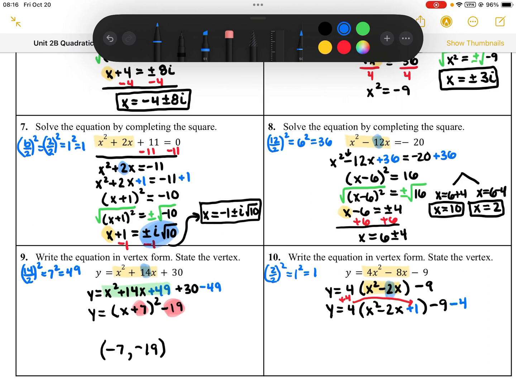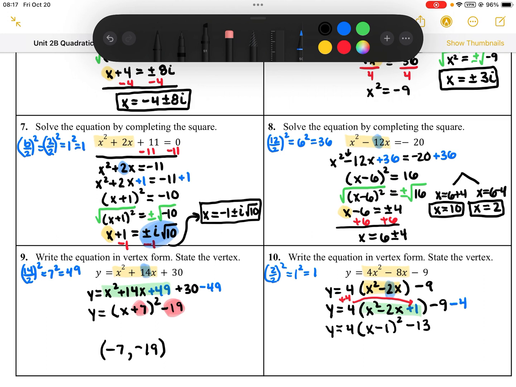So now I'm going to go ahead and factor that perfect square trinomial. So what's inside the parentheses? So I'm still going to have y equals 4 on the outside. My b term's negative, so I'm going to have x minus factors of 1 that add up to 2, 1 and 1. So I'm going to have x minus 1 quantity squared. Then negative 9 minus 4 gives me negative 13.